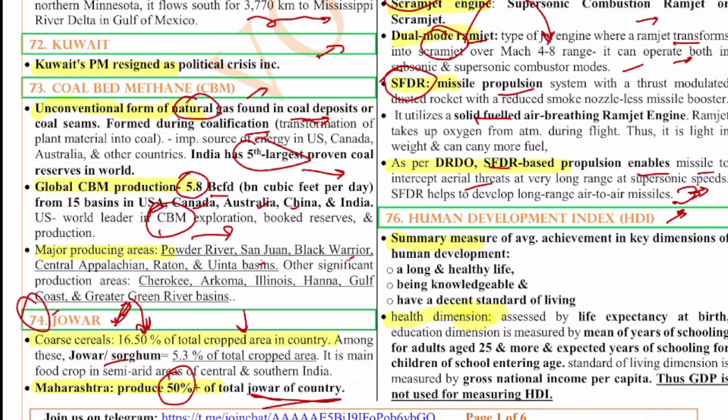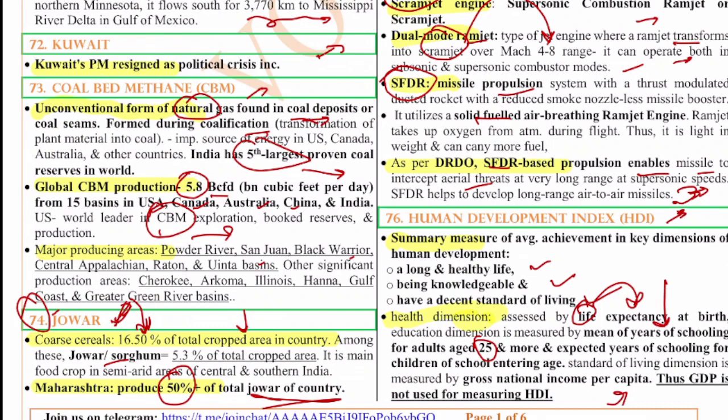So the Human Development Index is the measurement of a long and healthy life, being knowledgeable, and a decent standard of living. These three are there. The health dimension is assessed by life expectancy at birth. The education dimension is measured by the mean years of schooling for adults aged 25 and more, and expected years of schooling for children of school entering age. And the standard of living dimension is measured by gross national income per capita. Thus GDP is not used for measuring HDI.